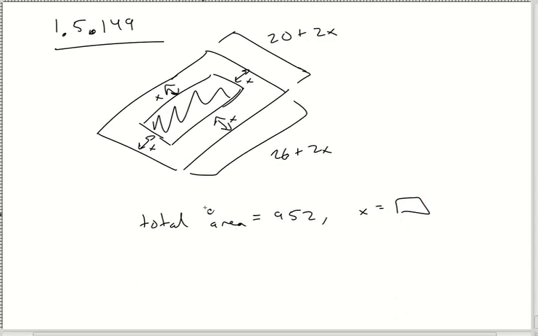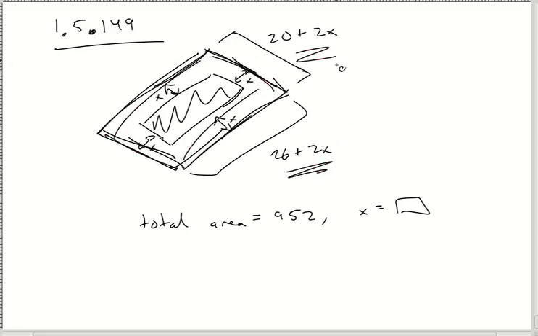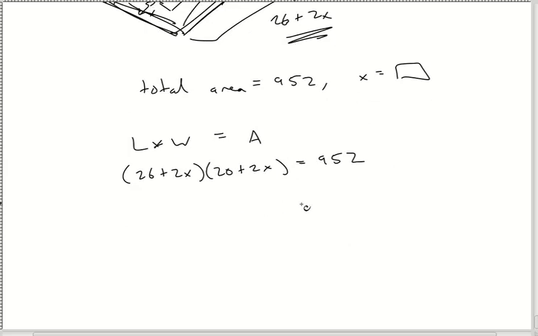Now, what they're trying to say by total area is literally the total area here. I don't know why these little x's are in there, but when it comes down to it, what's the area of the whole rectangle? It's length times width. I'm not kidding you. That's it. Length times width is your area, right? So then I got 26 plus 2x times 20 plus 2x is equal to 952. And then we solve for x.